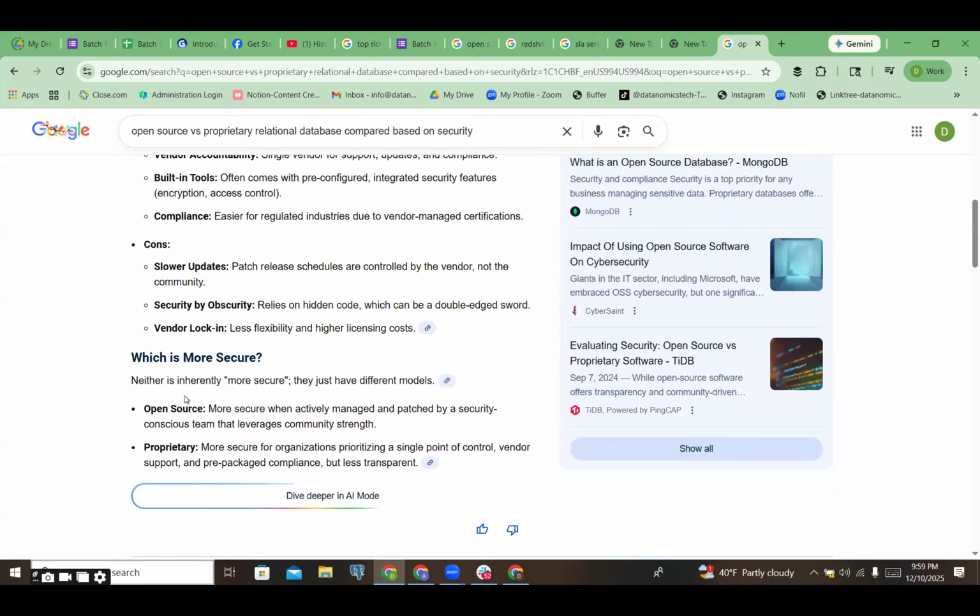Okay, let's see the argument here. So neither is inherently more secure. They just have different models. Open source is more secure when actively managed and patched by a security-conscious team that leverages community strength. And proprietary software is more secure for organizations prioritizing a single point of control, vendor support, and prepackaged compliance, but less transparent. All right, there it is.